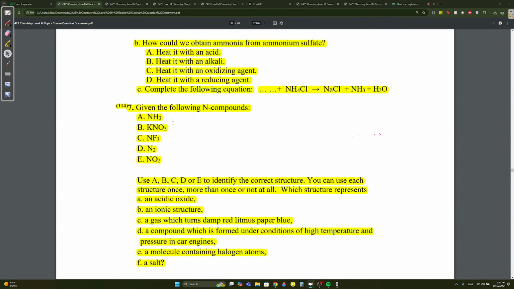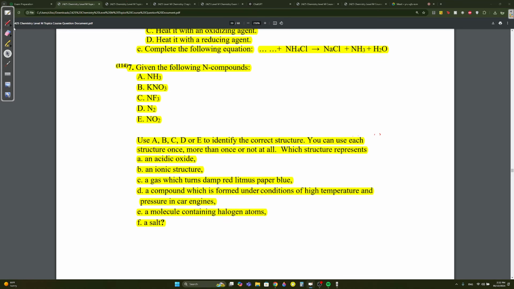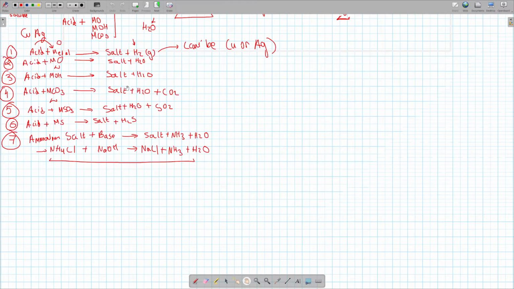Given the following N compounds, use A, B, C, D, or E to identify the correct structure. You can also use each structure once, more than once, or not at all. Which structure represents an acidic oxide? When is it an acidic oxide? When it's a non-metal oxide, right? Obviously not this, obviously not this. E. You guys remember? NO2.